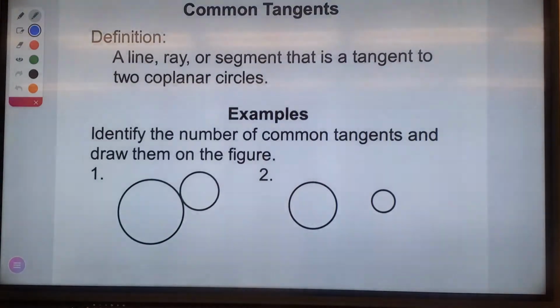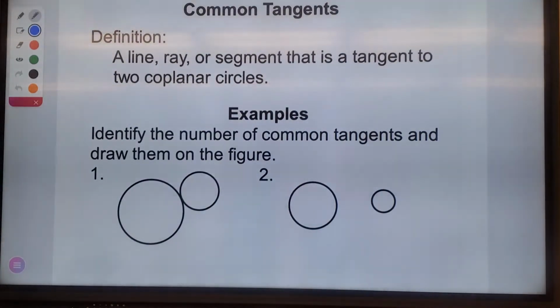Okay. Last topic of this section of notes are common tangents. Okay, these are fun. These are a line, a ray, or a segment that is tangent to two coplanar circles.